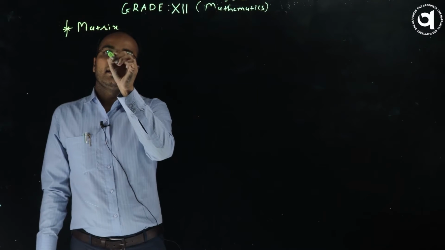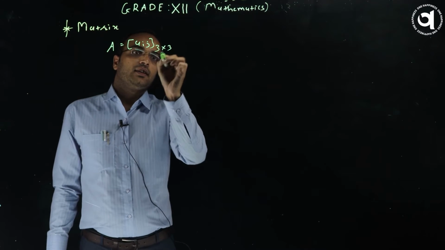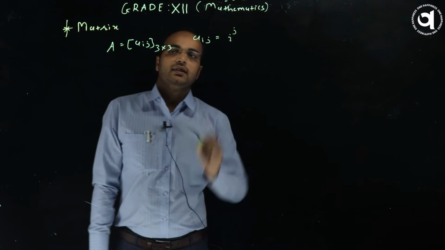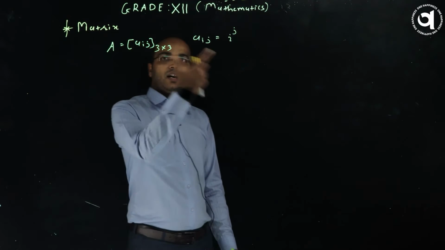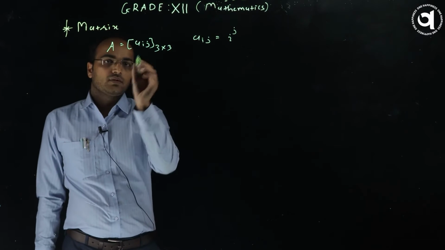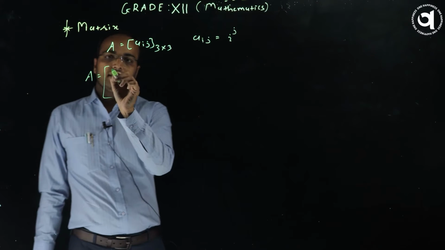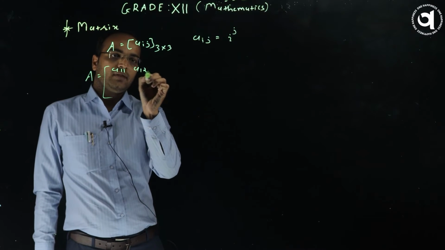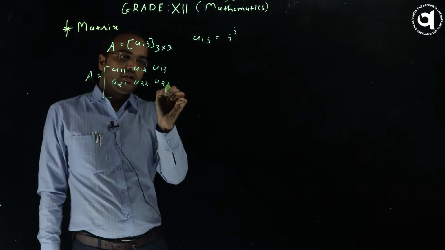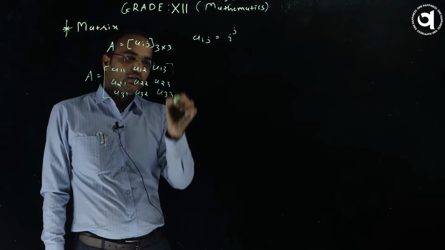Suppose matrix Aij 3 cross 3 is given by Aij is equal to i power j. Now, we want to construct this matrix, and the matrix is given by Aij equal to i power j. So, first of all, write down in general form of 3 cross 3 matrix. This is what? A11, A12, A13, A21, A22, A23, A31, A32 and A33.